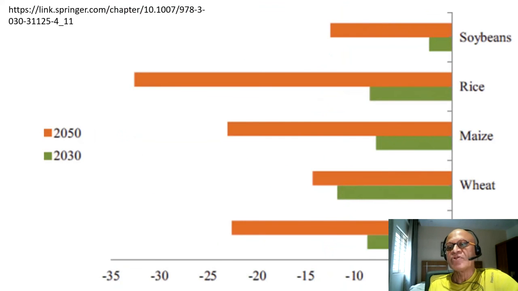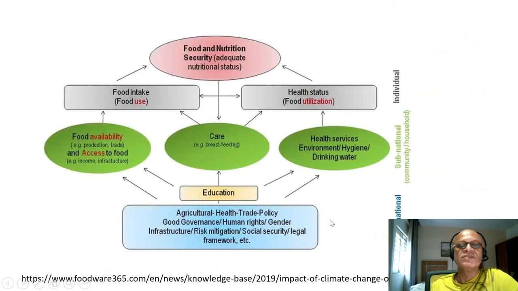This is another example of the same thing we already saw, looking more at time horizons. So here we are with yield losses negative, all of them here. In this case, soybean is negative out to the future, 2030 and 2050. So 2050 is greater, especially for rice, also for maize, wheat, and on average for all the crops.